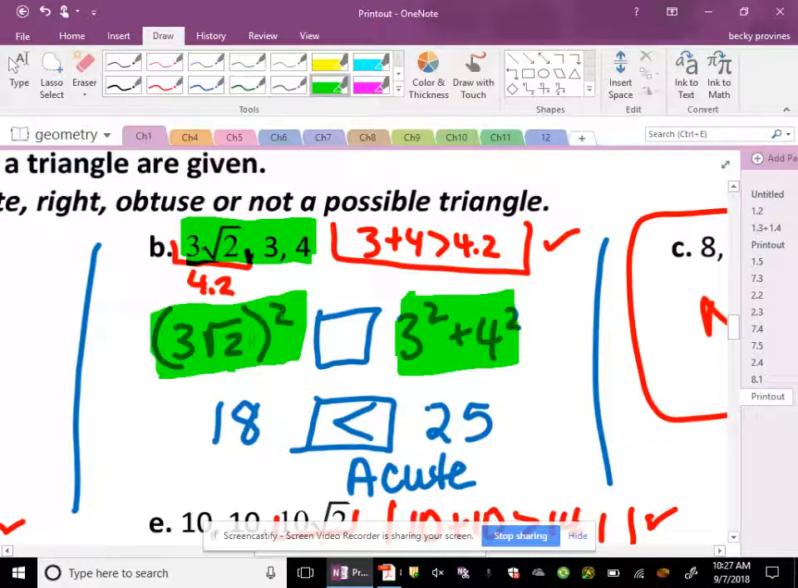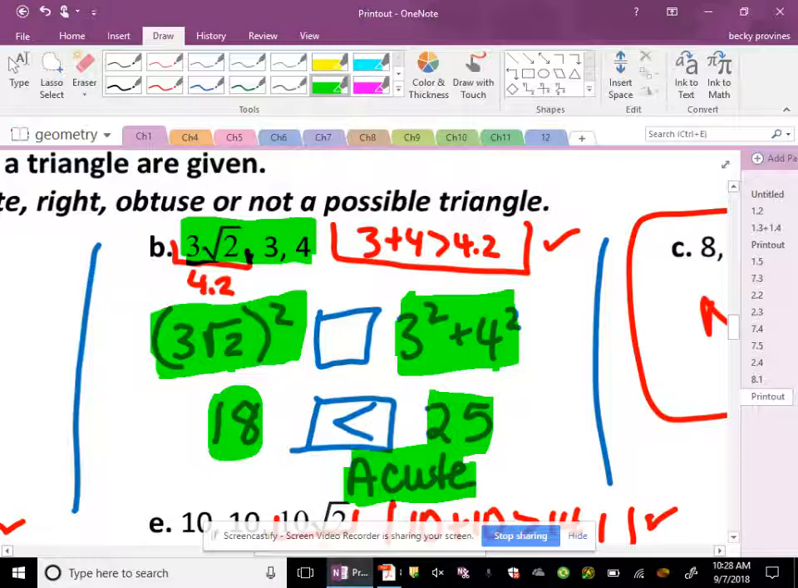Now, guys, if you did not use your parentheses, you probably got, let's see, 6 here. 6 would obviously be wrong. It is 18. 3 squared and 4 squared is 25. Now, is your hypotenuse bigger? No, it is smaller. So small means small angle, and small angles are acute.